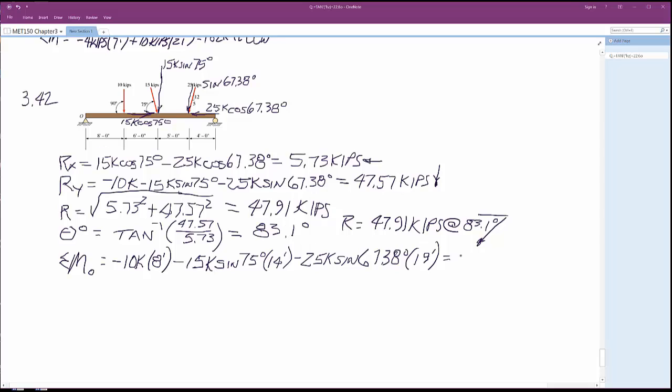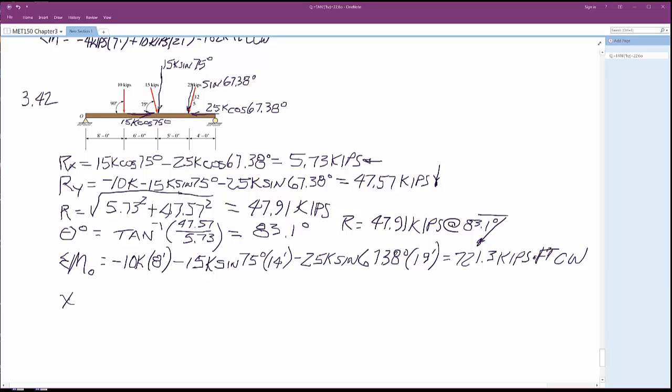So we end up with 721.3 kips, and that is a negative value. Kips feet, sorry, excuse me. Kips feet. It's a negative value, so it's going clockwise.